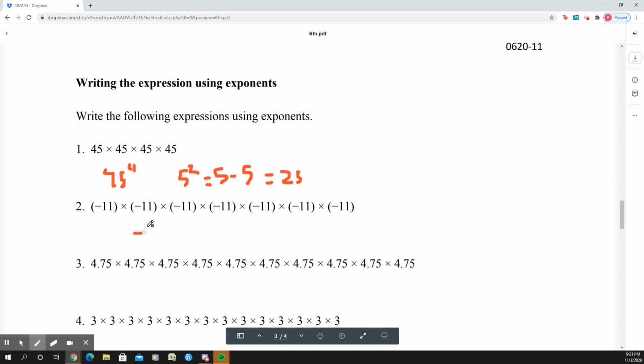This one would be negative 11 to the 7th power, counting 1, 2, 3, 4, 5, 6, 7. This would be 4.75 to the 10th power, counting 1 through 10. Okay, this was also pretty easy to pick up. It's just you count and then you put it above the 45 as an exponent.